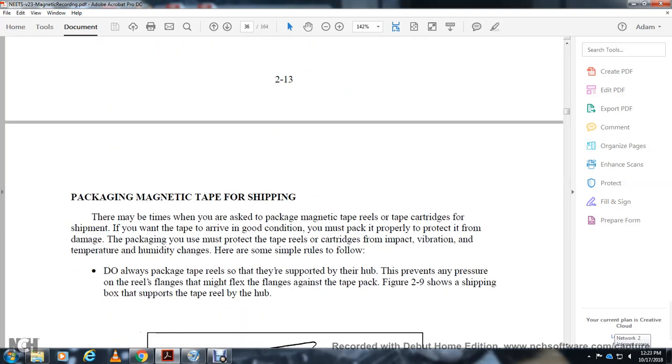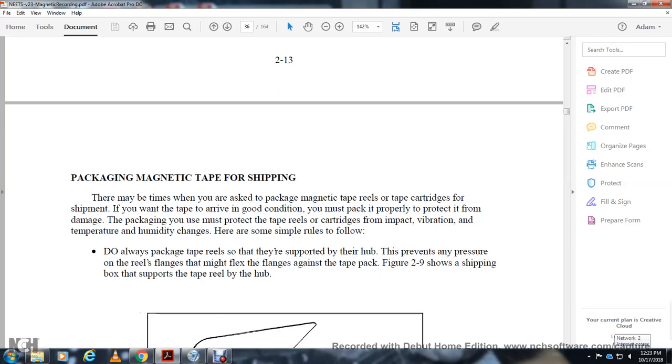Packing magnetic tape for shipping. There may be times when you are asked to pack magnetic tape reels or tape cartridges for shipment. If you want them to arrive in good condition, you must pack them properly and protect them from damage in the package. You must protect the tape reel or cartridge from impact, vibration, and temperature changes. There are also some simple rules to follow.